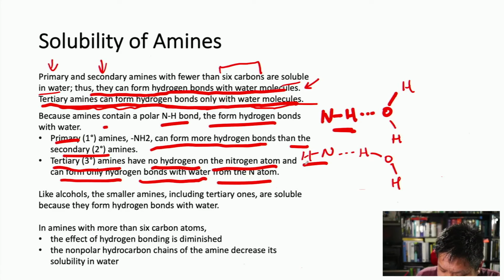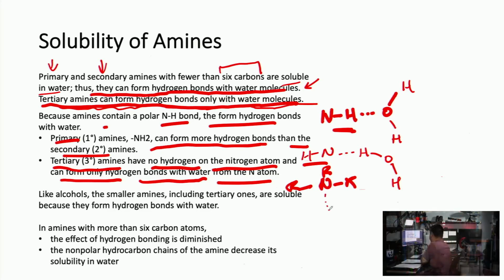But tertiary amines don't have any hydrogens. They're just N with R, the rest of the molecule, all the way around with no hydrogens there. So the only thing that can hydrogen bond is quite possibly the nitrogen, right? And that can only bond to the hydrogen of water and nothing else. That's what I meant by that. Sorry, I typed that and forgot what I meant by it.